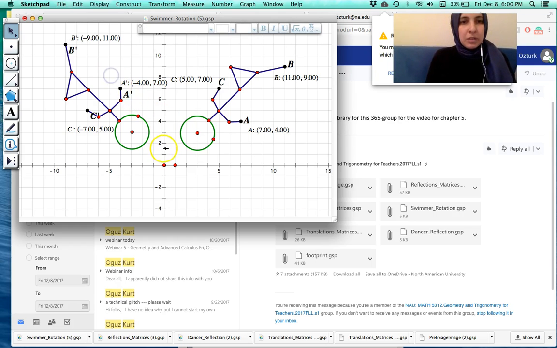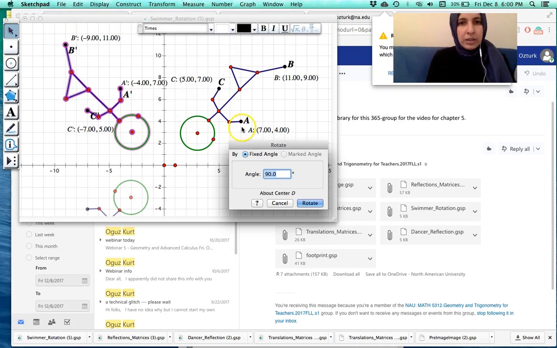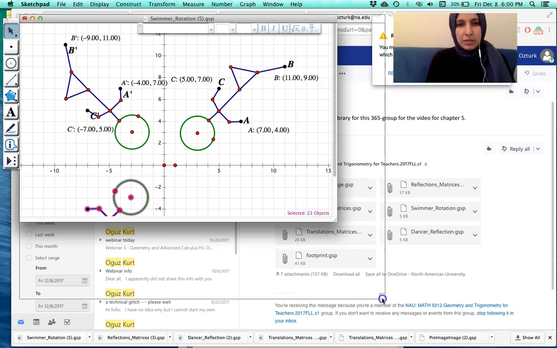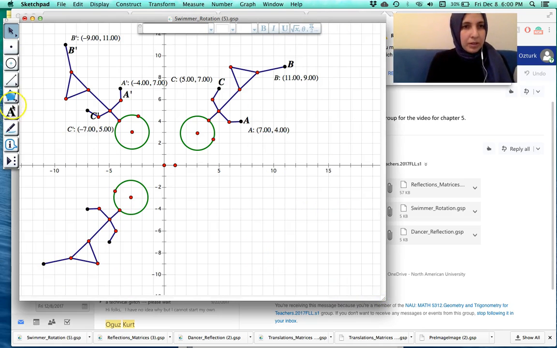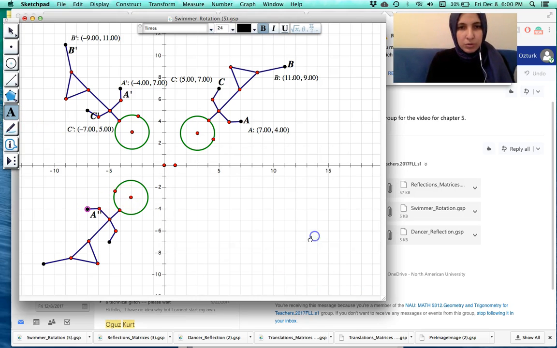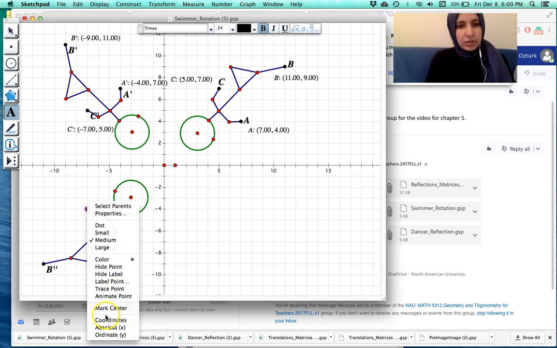And it wants me to mark the center again, and then rotate again 90 degrees. Yes, I got it. Another one. Let's make it bigger. And it wants me to label A'', C'', and B'', and find the coordinates of them.